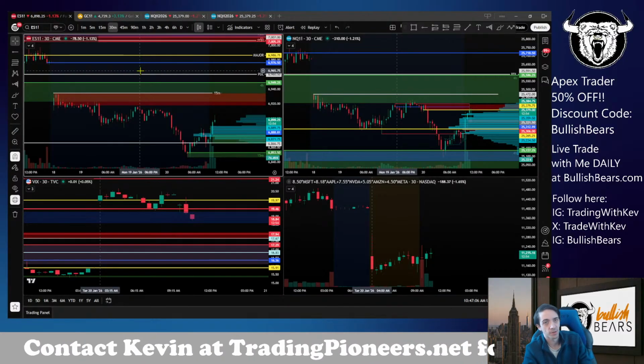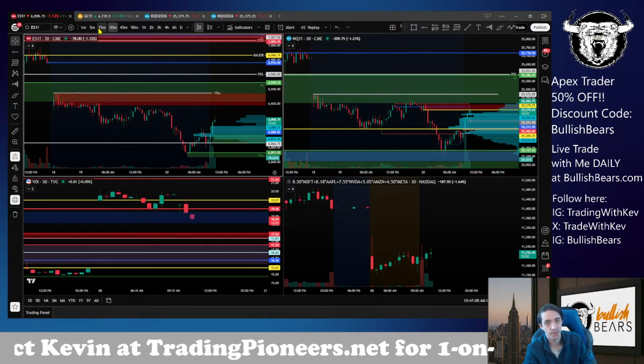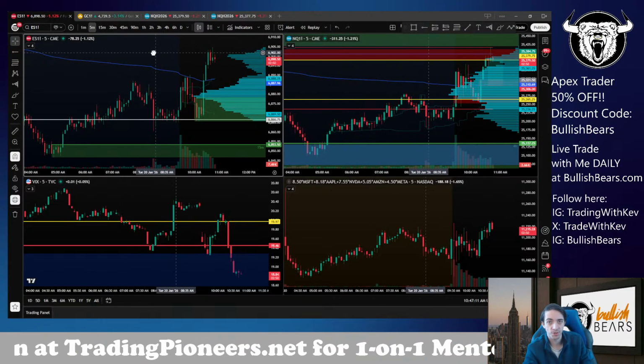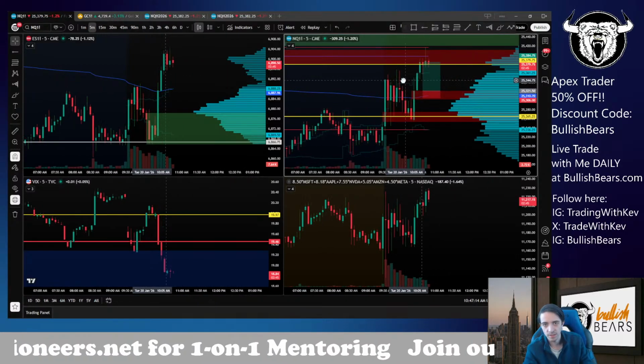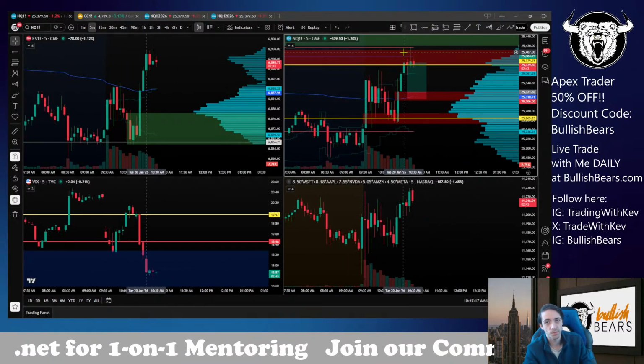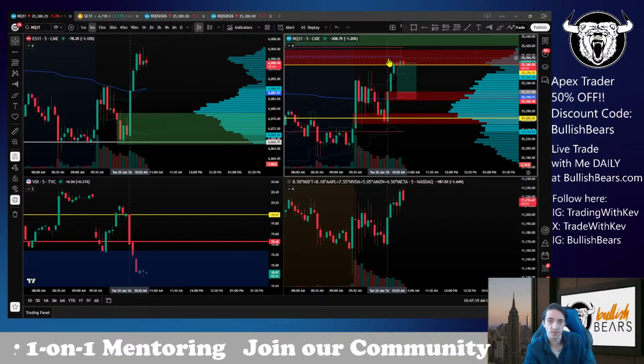VIX is moving lower. I wouldn't want to go short at this point, just because buyers have clearly shown a little bit of strength in the past 20-30 minutes or so. So even though we're at resistance at the moment, I wouldn't want to short for that reason alone.